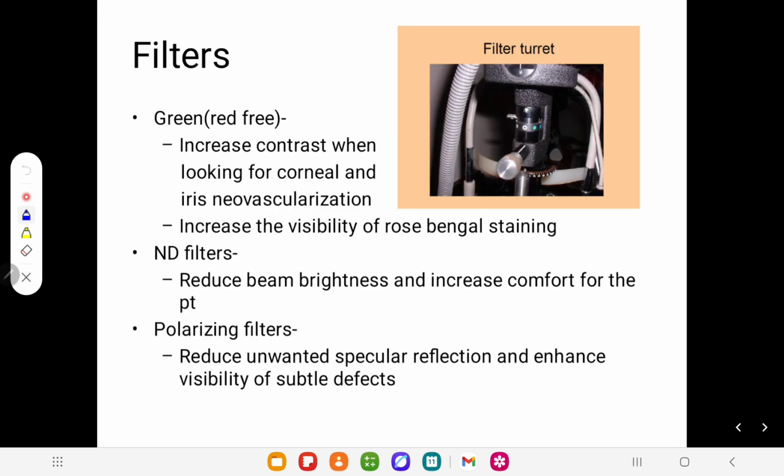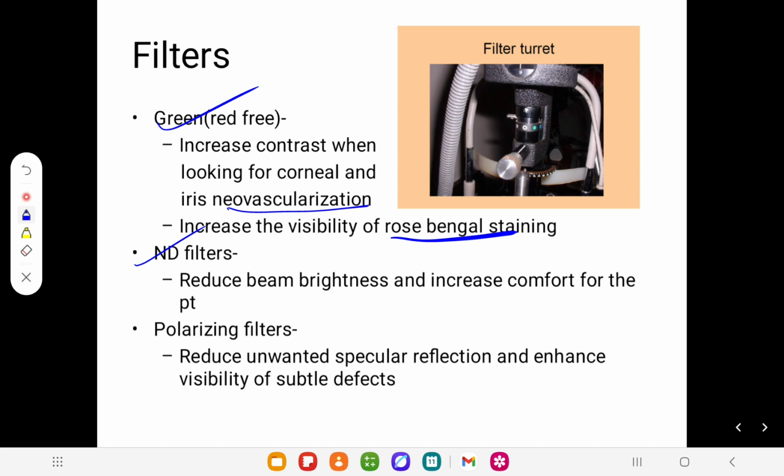So what are the filters that are very important? It's crucial: the red-free filter, when you are trying to look at blood or blood vessels, isn't it? Red-free means blood or blood-vessel free. So red-free is used sometimes in rose bengal staining definitely, but otherwise for neovascularization in the cornea or elsewhere, and definitely in the retina, to enhance the contrast of blood. A neutral density filter reduces the brightness and increases comfort. Definitely, you don't want to throw light into the eye where it is so harsh and the corneal injury is so hard. It's very difficult, isn't it?